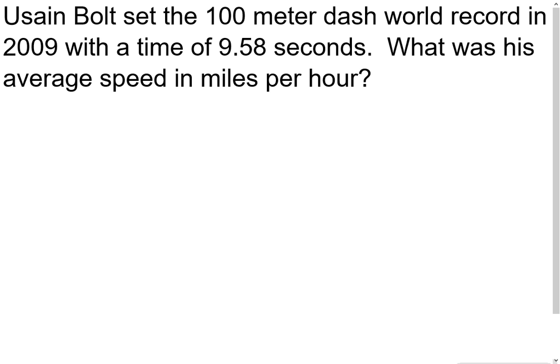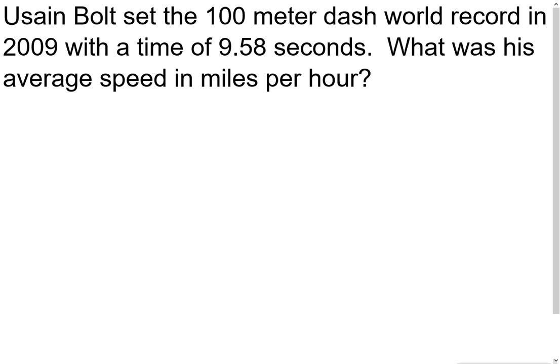And actually, I have one more here. Good old Usain Bolt set the 100-meter dash world record in 2009 with a time of 9.58 seconds. We want to know what his average speed is in miles per hour. It's always kind of fun to figure out how fast you're running. I like to compare it to driving a car.